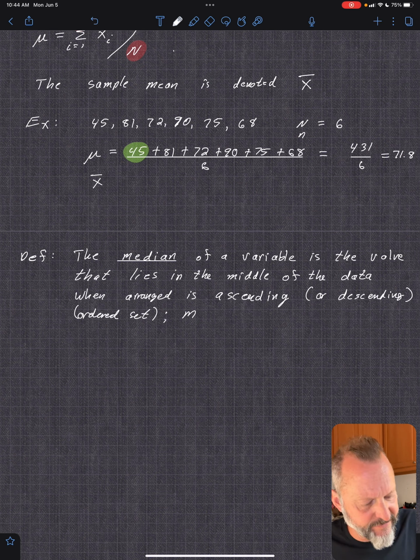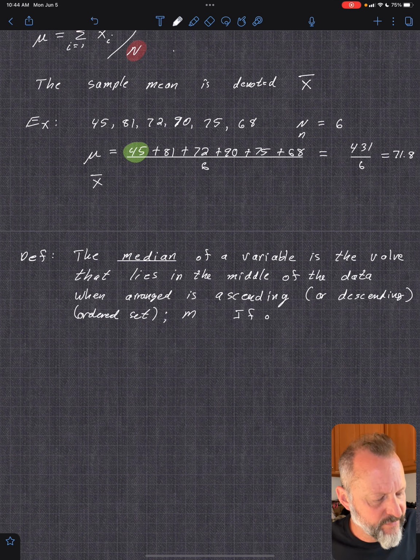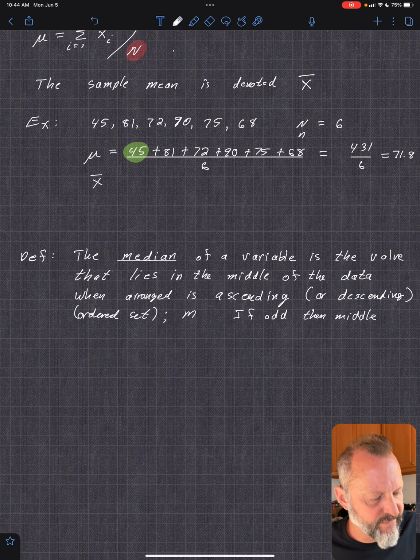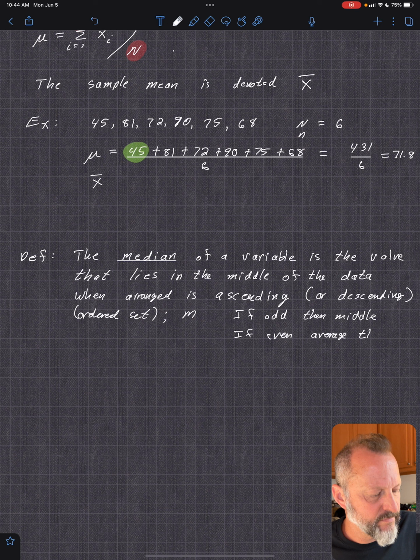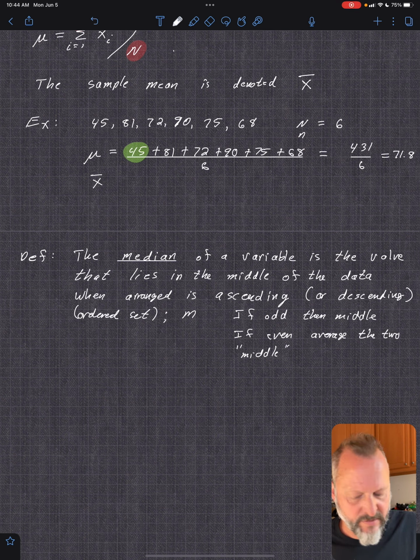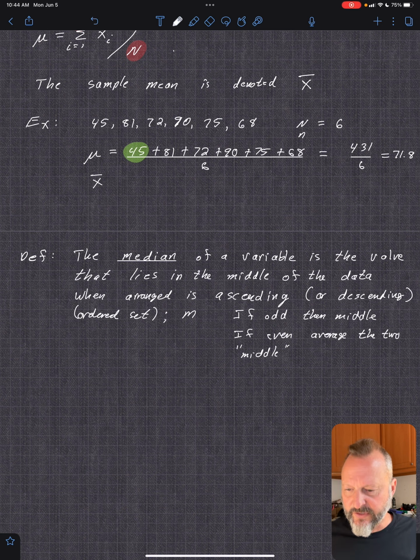Okay. So then, if there's an odd number of data points, then it's the middle one. If even, you average the two middle ones.